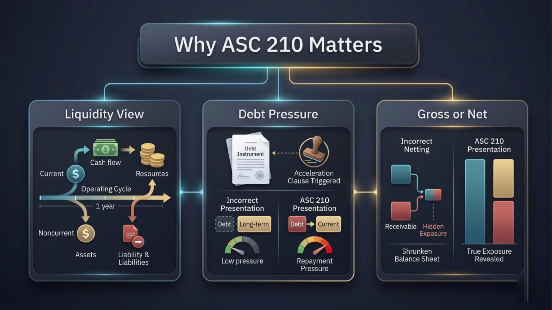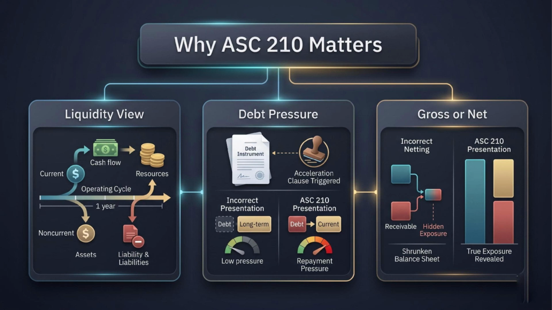Here is the first exam and professional trap. A balance sheet can balance perfectly and still mislead the reader. Yes, assets may equal liabilities plus equity, but if items are classified incorrectly, the story becomes distorted. Liquidity may look stronger than it really is. Debt pressure may look lighter than it actually is. Exposure may look smaller if assets and liabilities are netted without proper support.